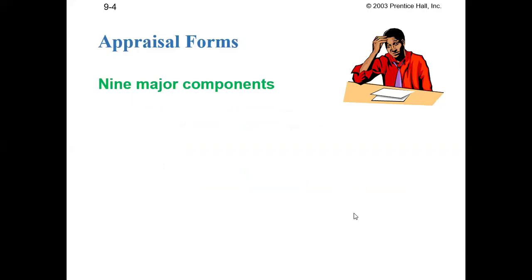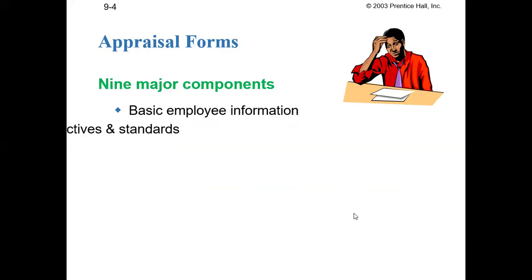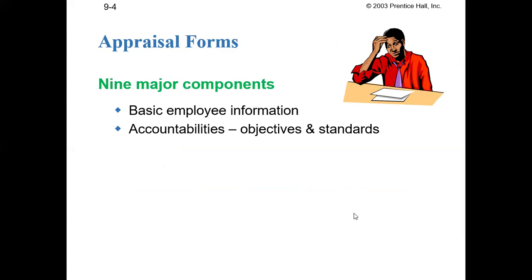Now, the appraisal form is the tool that is used to carry out this very important exercise. And there are usually 9 major components, even though they can vary depending on the organization. So we have the basic employee information. Under the basic employee information, you usually have basic information like the job title, division, department, and maybe other group information.